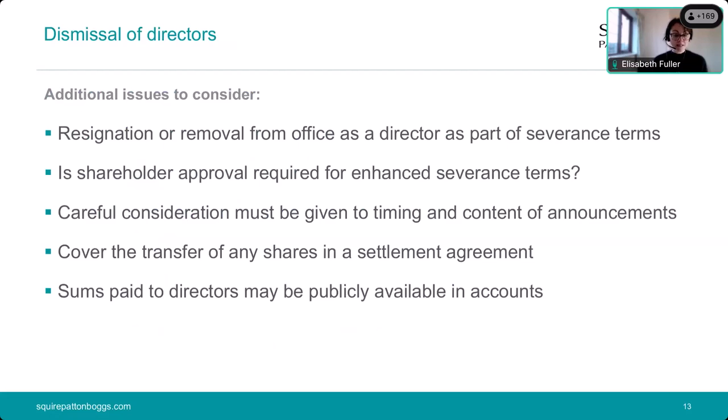Now, departing directors are going to probably ask for certain assurances under their settlement agreement, and a common one is an assurance that they will continue to be covered by directors and officers indemnity insurance, which will cover them against any claims that might arise in the future from decisions that they made during their tenure as a director. And that is something that usually you can negotiate as part of settlement terms, provided that you are making sure you're not overcommitting in that respect.